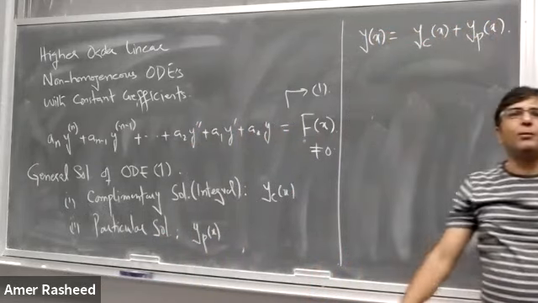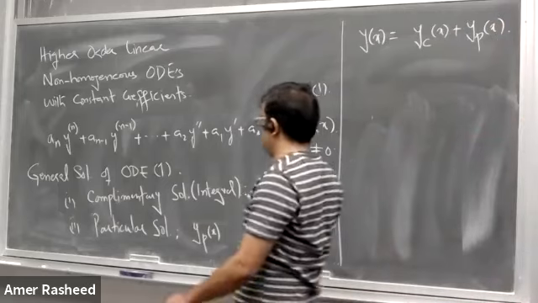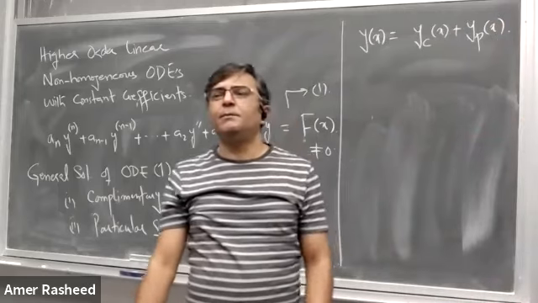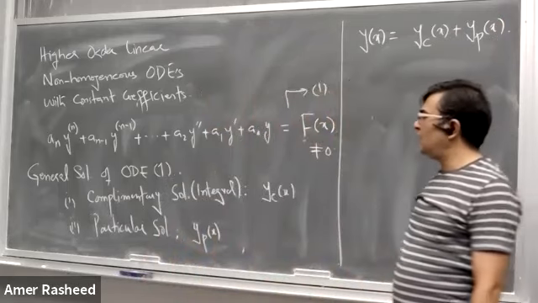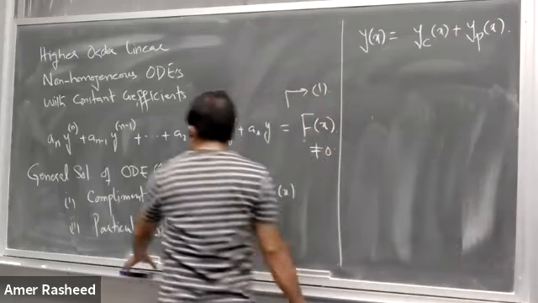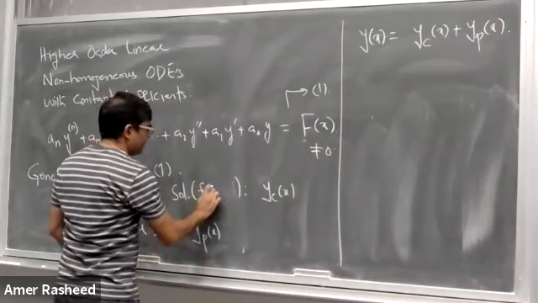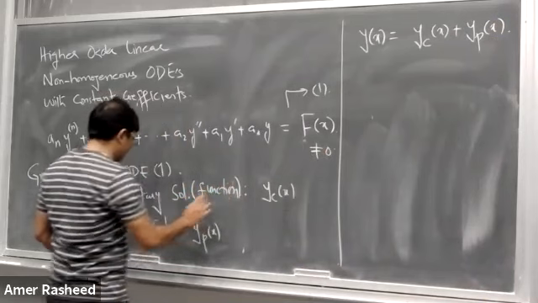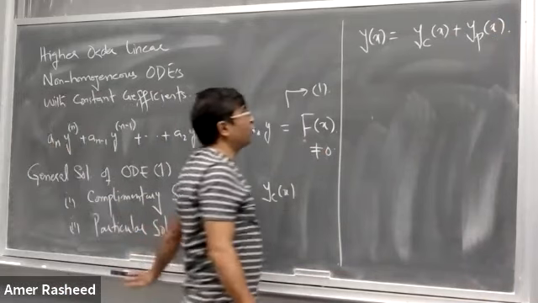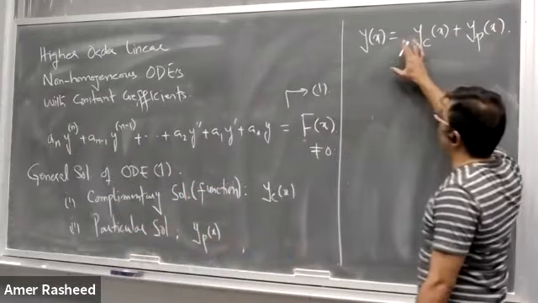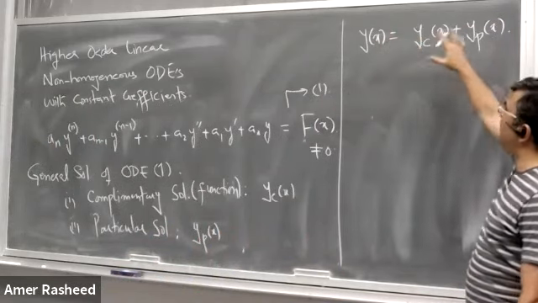It is the sum of the complementary solution, or sometimes in some books we call it complementary function, not integral, complementary function. And this is the particular solution or particular integral. This is what we call it. So the general solution of equation 1 will be the sum of these two solutions.